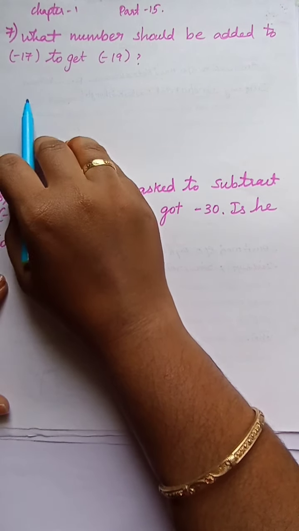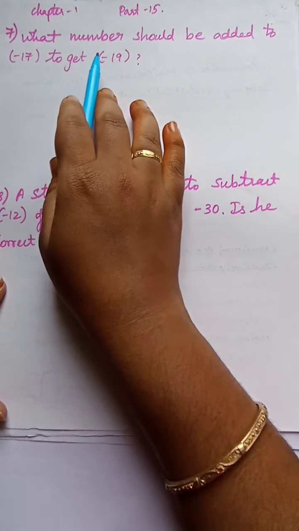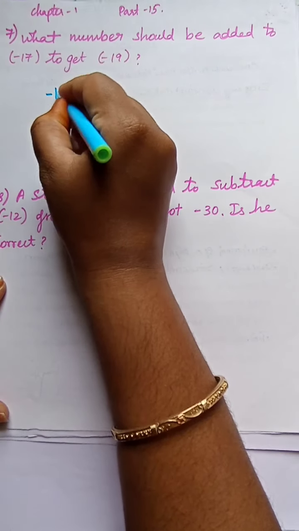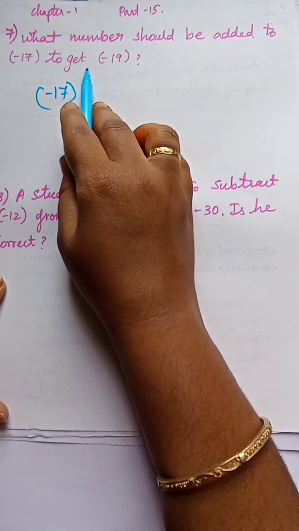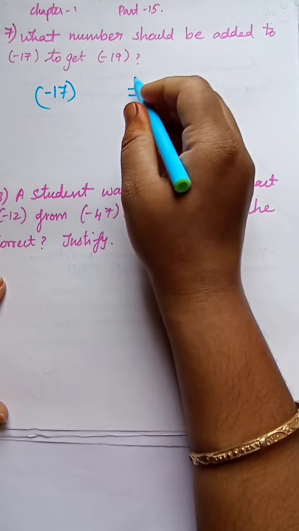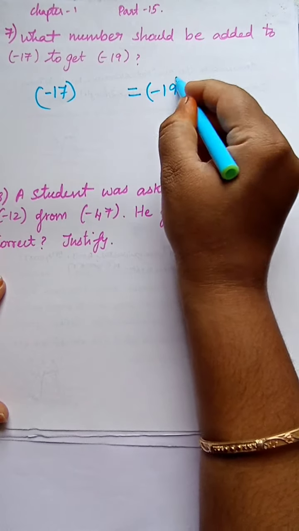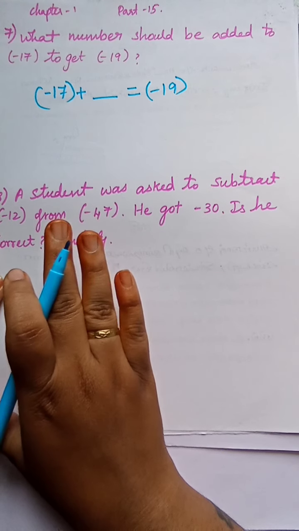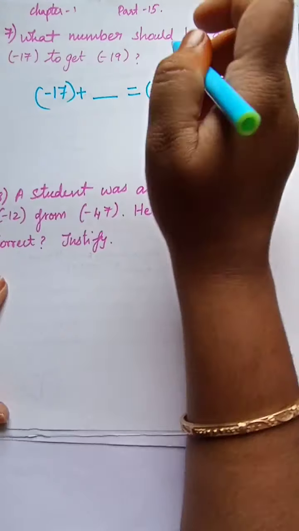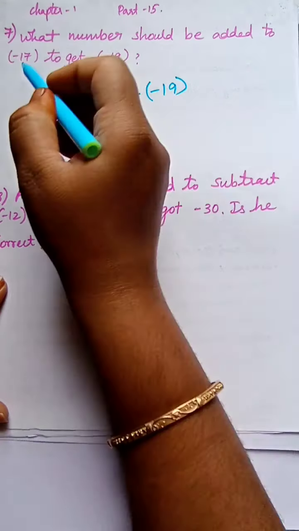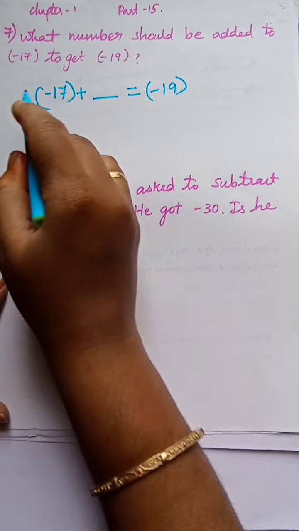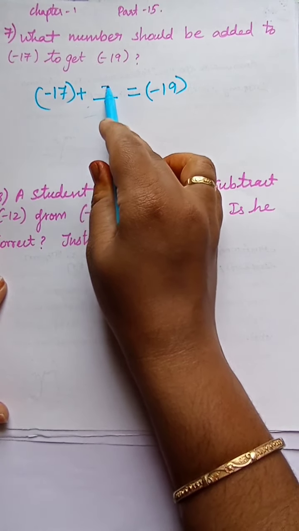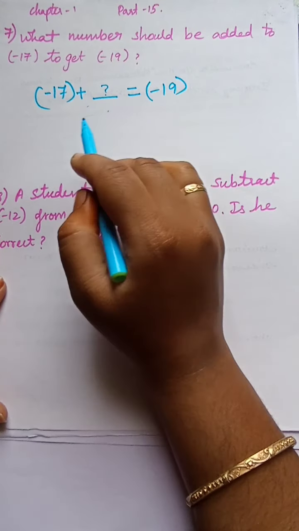So first we have to read the question twice. What number should be added to minus 17? Minus 17 to get, so "to get" means equal to, minus 19. So here, what number should be added? This is your question. Clear? Can you understand how we have to form the question? What number should be added to minus 17 to get minus 19? So this is a type of fill in the blanks.